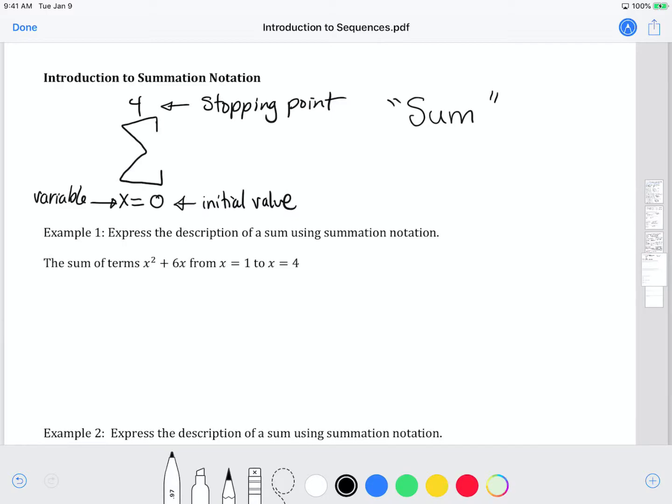So for example, maybe we have x plus 1. This is going to be our rule, and this tells us what to do with each of the x's that we plug in. So we're going to start at the initial value, which is 0, and plug it into x plus 1. Then we go up 1, so we go to x equals 1, and we plug in 1 for x plus 1. Then we keep doing that until we get to the stopping point, which is 4. Then we take all of those values that we found when we plugged in and we add them up.